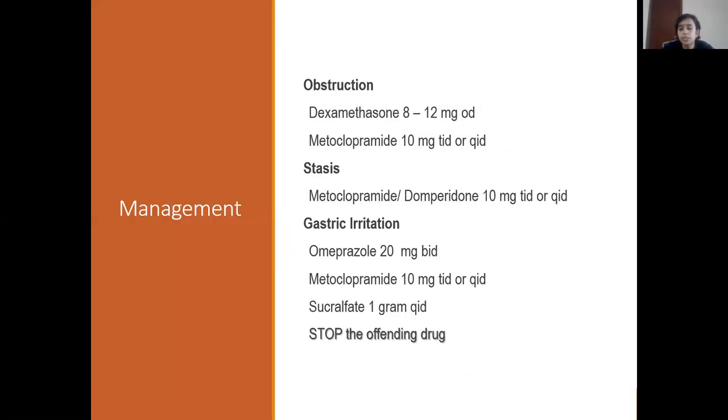mechanism. And here I would give a steroid so that there is a reduction in the peritumor edema, if any. And then I try to give a prokinetic. I am not mentioning this in detail because we are going to discuss this in the next session of bowel obstruction next week. So this will be the treatment regimen.